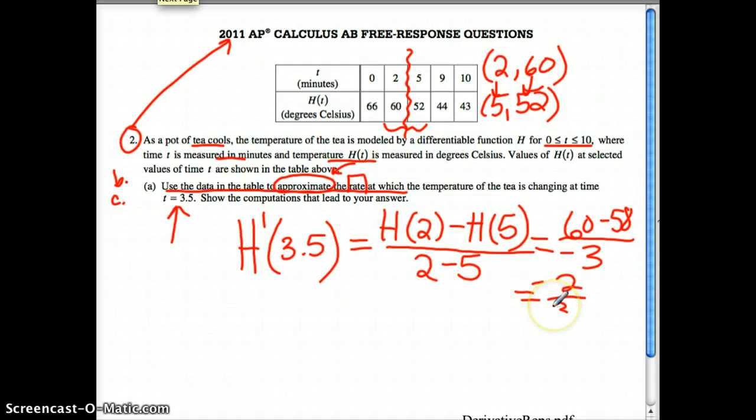What this is, though, in terms of a label, is giving me the rate of change at 3.5 minutes. It's going down about negative 0.667. You're supposed to round to 3 decimal places, degrees Celsius per minute. The average rate of change.